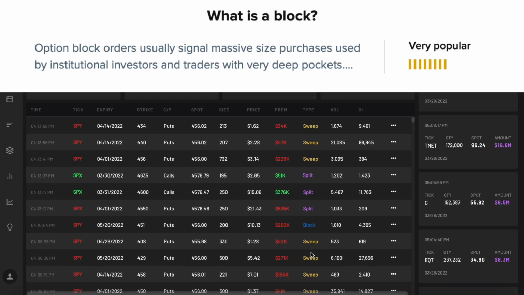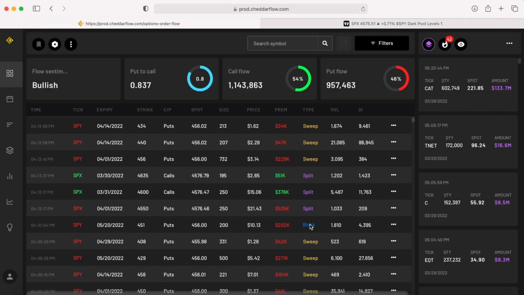And now a block, which I'm going to share with you here, is an institution that is buying the contracts of whatever put or call, or they could be selling them. Basically, block prints can only be an institution that's taken them, because there are large blocks of contracts that the institution is buying or selling.